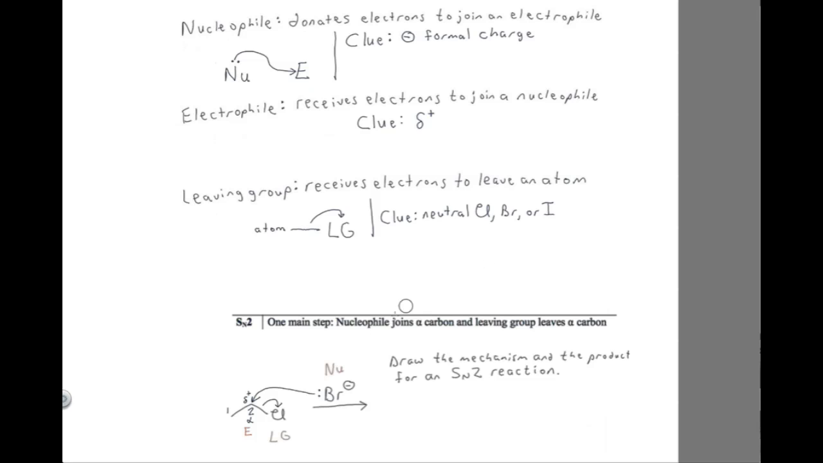You should have memorized that the two things that happen in the single step of an SN2 reaction is that the nucleophile joins the alpha carbon and the leaving group leaves the alpha carbon. And here's how to draw the electron pushing arrows for those things that happen.